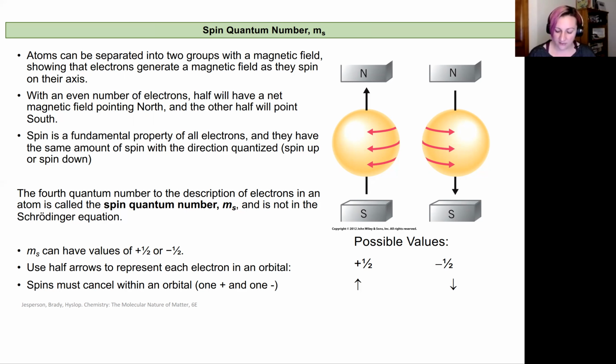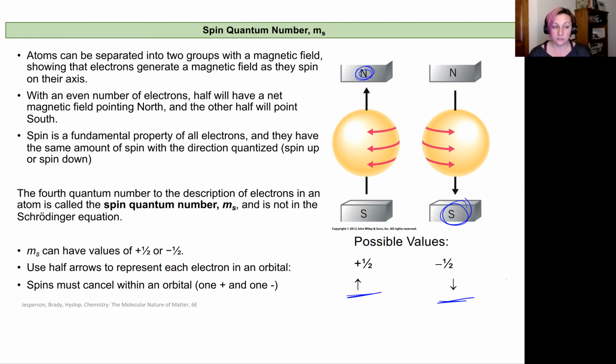So if that magnetic field points north, then we're going to have a spin up electron. And if it points south, we're going to have a spin down electron, or positive 1/2 for spin up and negative 1/2 for spin down. We only use negative 1/2 and positive 1/2 for our m sub s numbers by convention. This is not a value that is part of a Schrodinger wave solution.